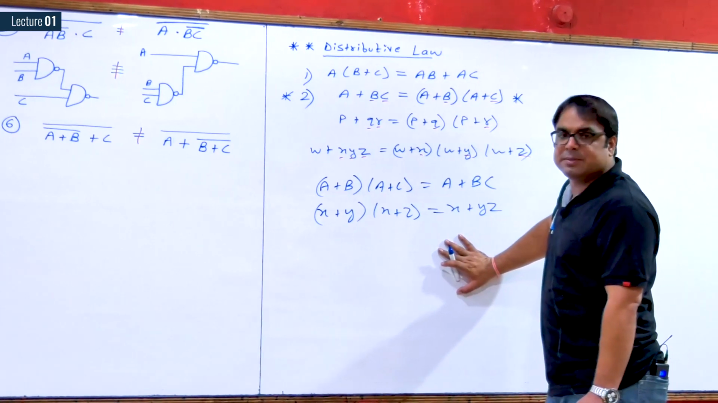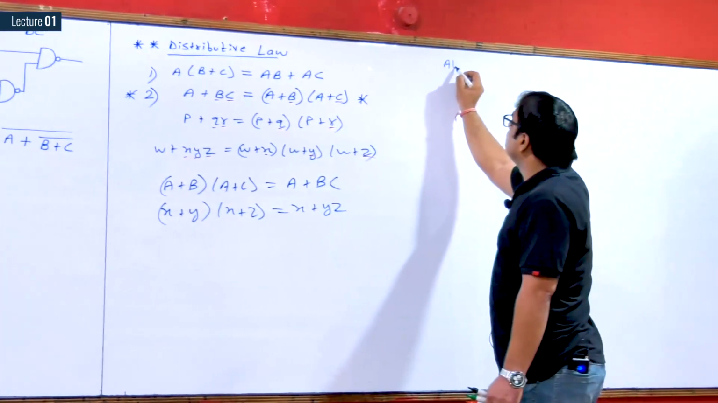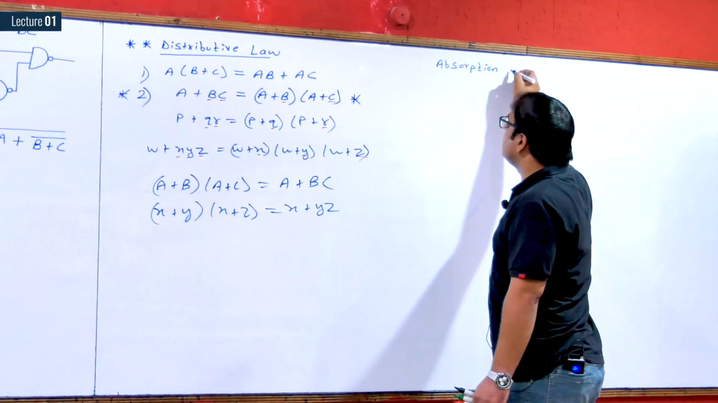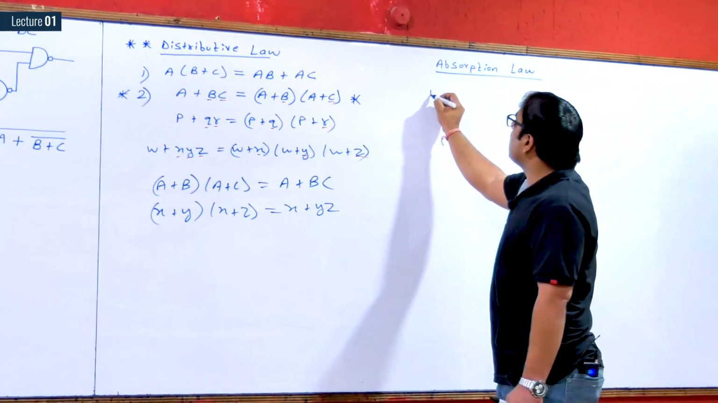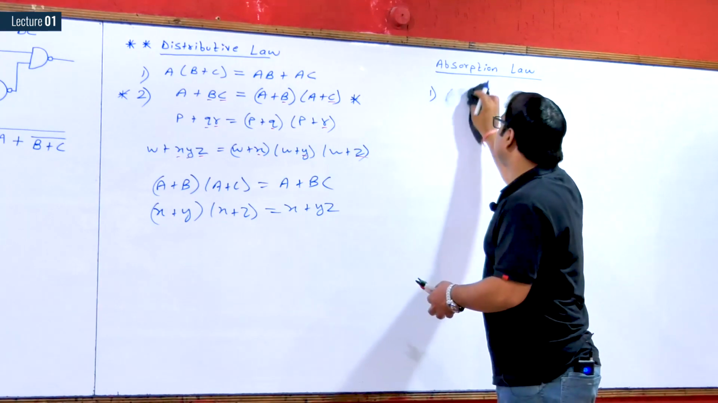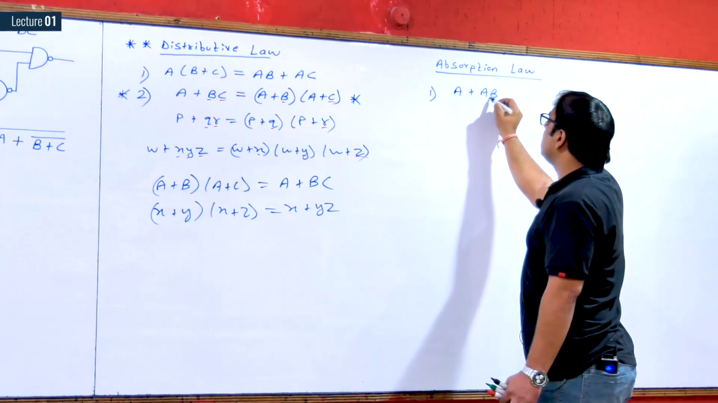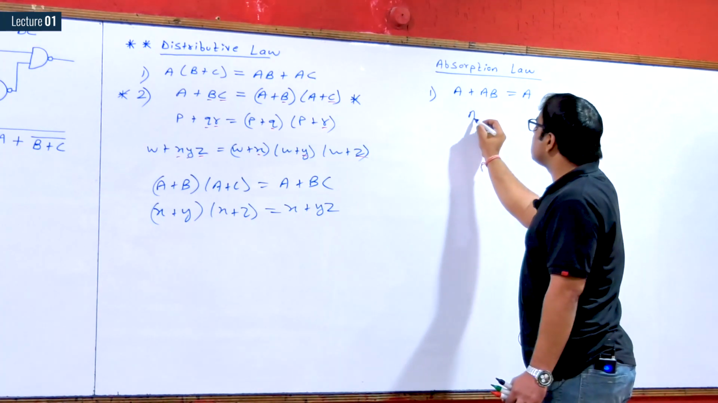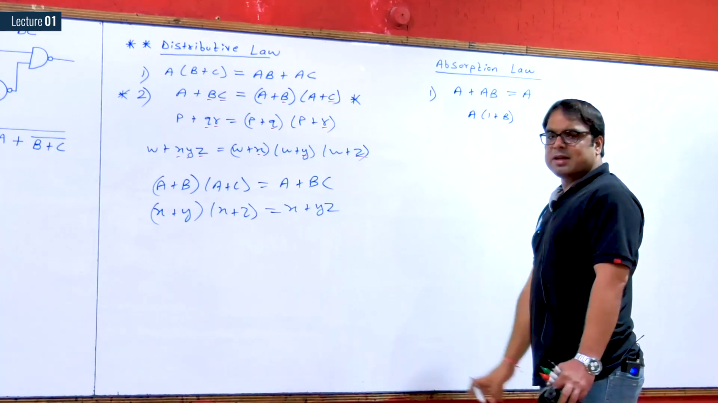Next, let us come to absorption law. This is not used so much, but still let us write at least one. Absorption law: A plus AB is equal to A. The derivation is very simple. You just take A common, this will give you 1 plus B, so obviously it is equal to A.